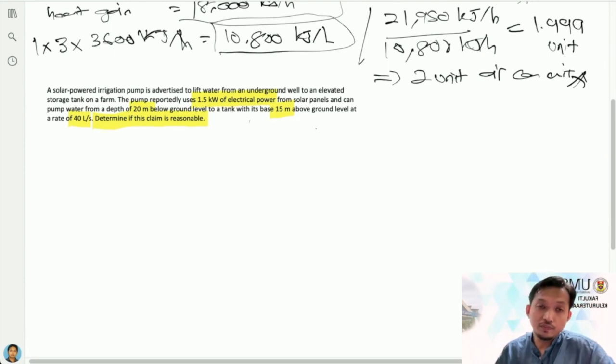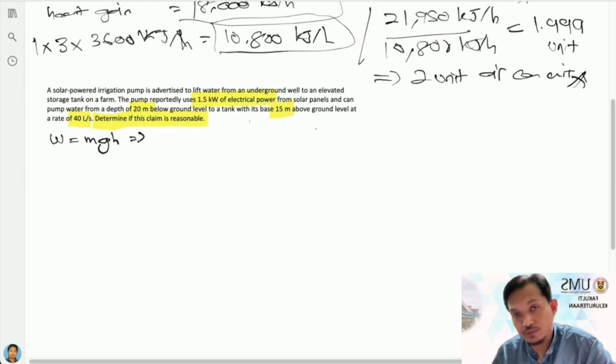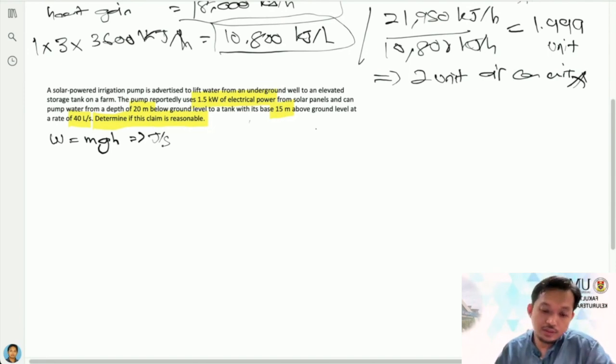So you have to determine, of course, the actual power required to pump water from 20 meter below ground to 15 meter above ground level. If you want to calculate this, you use the formula work equals mgh, right? This formula will give you joule per second, the default unit. But here, they claim in kilowatt.